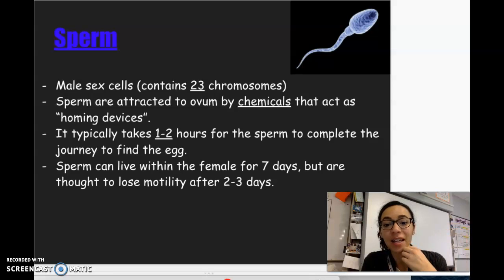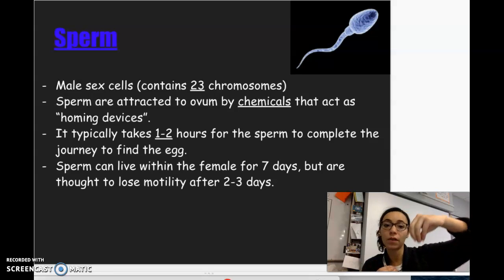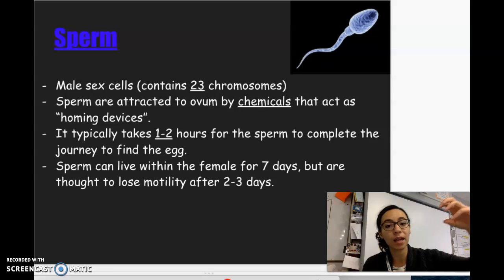Kind of amazing. Typically takes about 1 to 2 hours for the sperm to complete the journey to the egg, because they have to swim from the vagina through the cervix, through the uterus, up into the fallopian tubes where the egg is. And we'll talk about the female in a second, but it takes a couple hours.